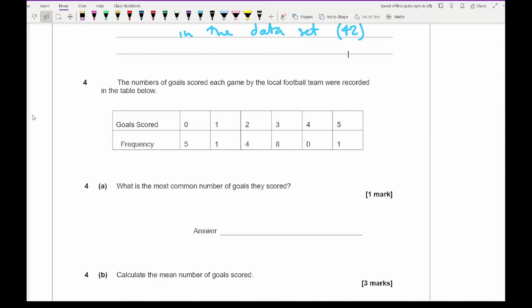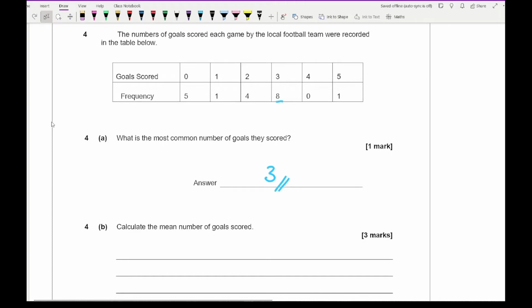What is the most common number of goals they scored? So here we want to look at the heading with the highest frequency, so that's going to be 8, and so that represents 3. Now try and always remember not writing down the highest frequency. You want to see what heading that refers to, so what group that goes in. Then it says calculate the mean number of goals scored.